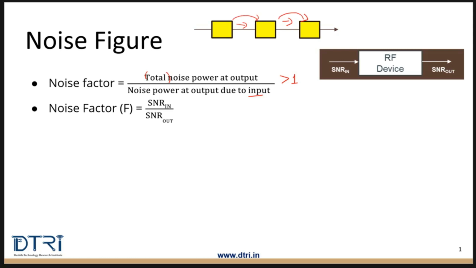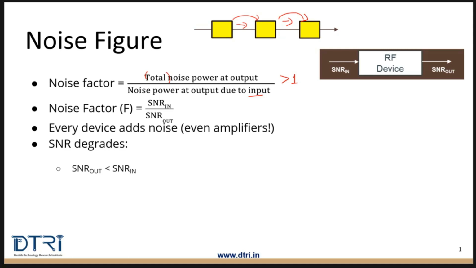So why is it called degradation? Because as the signal and the accompanying noise pass through the system, each block adds its own noise, thus degrading the SNR, resulting in lower SNR at the output. Even amplifiers, which are supposed to amplify the signal, also add their own noise. Thus, SNR out is always lower than SNR in because now there is an additional component of noise added by the device or a block in the communication system.